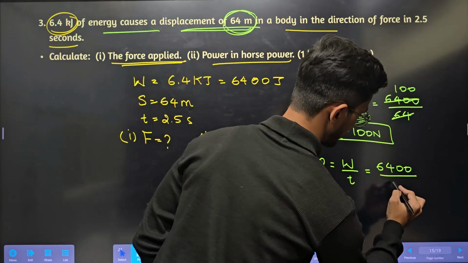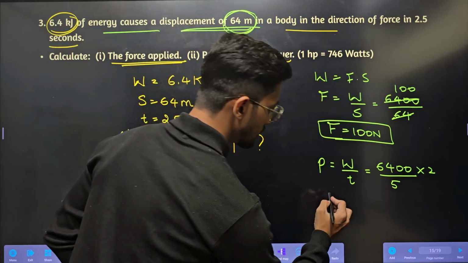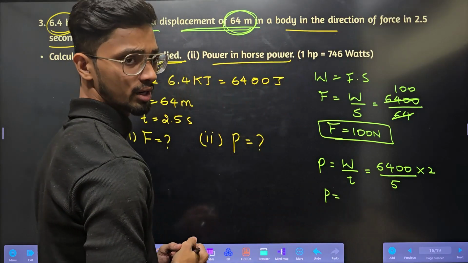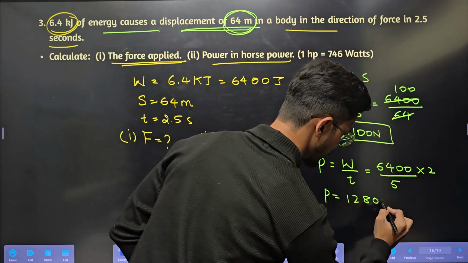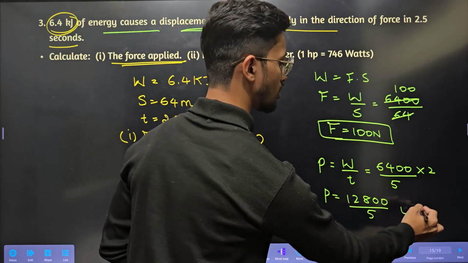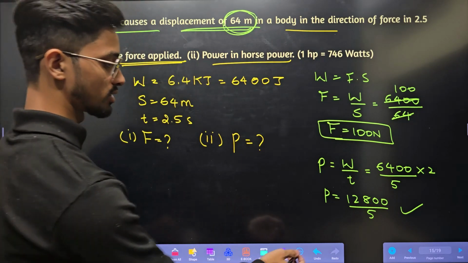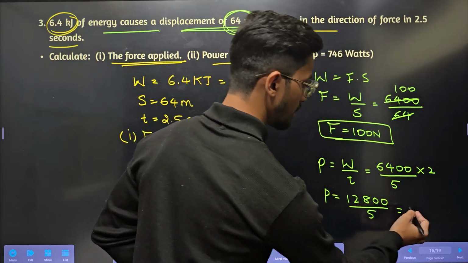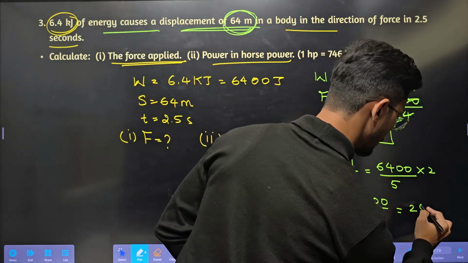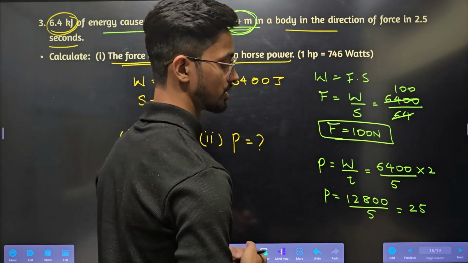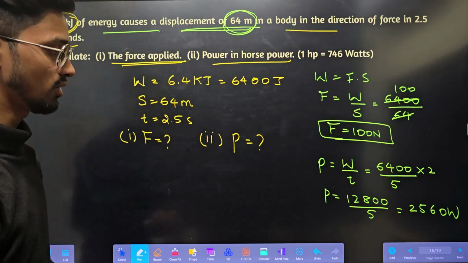There is nothing but 5 by 2 we can write. So 2 will be up. So power is how much? 6,400 into 2 will be 12,800 divided by 5. So you just solve this, you'll get power in watt. I'll solve this. 5 2s are 10, 28. So 5 5s are 25, 30, 5 6s are 30. It will be 2560 watt.